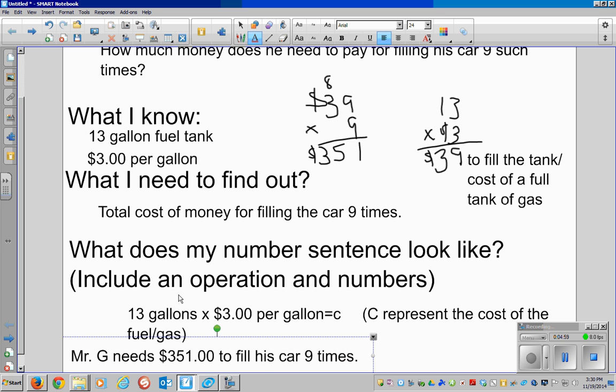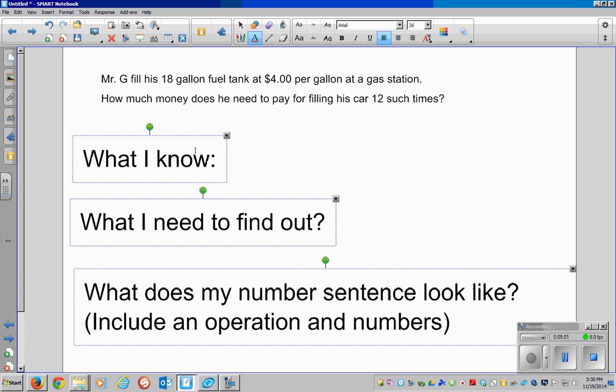So now it's your turn. On the next slide, I've got the same question, just some different numbers. It says Mr. G fills his 18-gallon fuel tank at $4 per gallon at a gas station. How much money does he need to pay for filling his car 12 such times? We go through the same steps. What do you know? What is it that you need to find out? And then what does your number sentence look like? So good luck. I look forward to seeing your responses tomorrow.